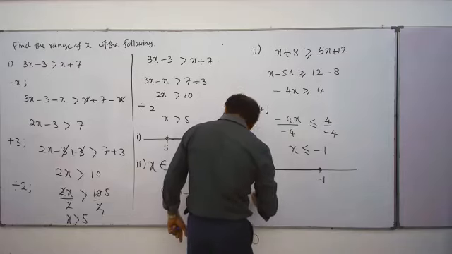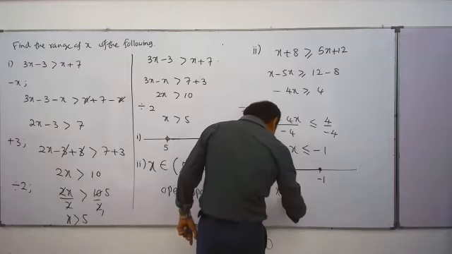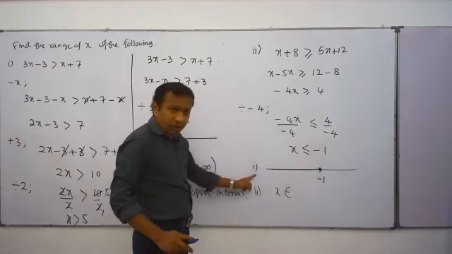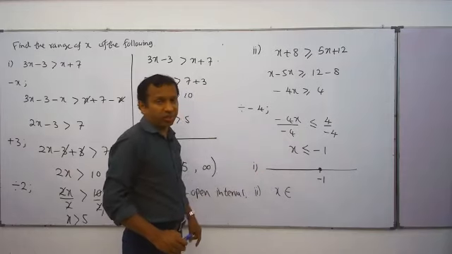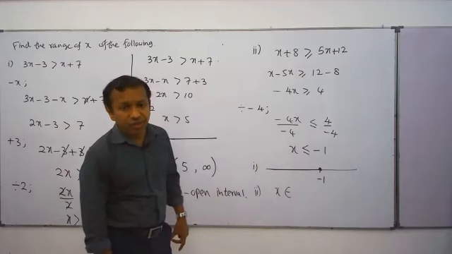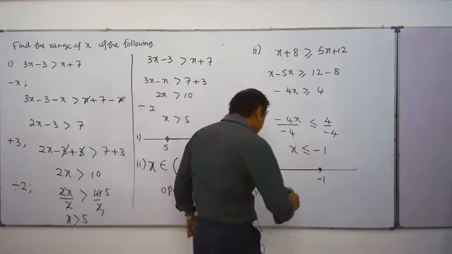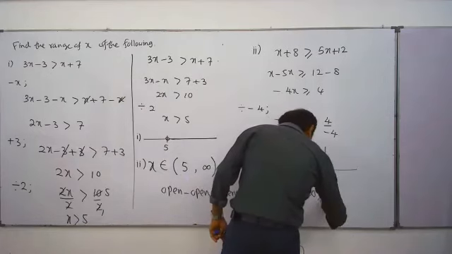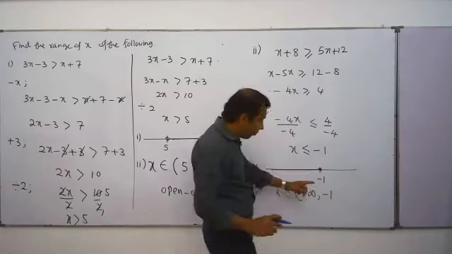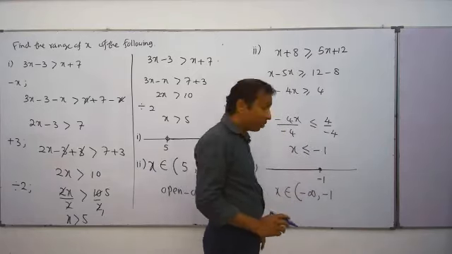Second way, x belongs to, now in this way x can go to negative infinity, but x never reaches negative infinity. Nobody can go to negative infinity. Then here it is written like this: negative infinity, comma, minus 1. Now this time minus 1 is included, so there we have to put a square bracket like this.